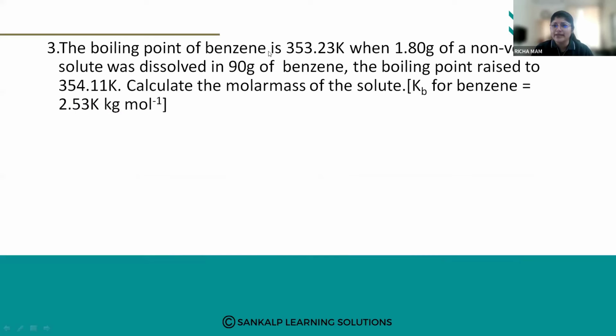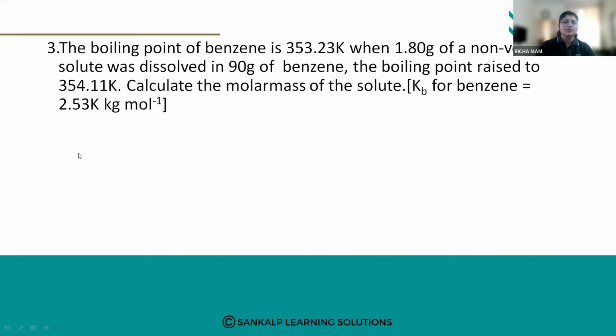The boiling point of benzene is 353.23 Kelvin. When 1.80 grams of a non-volatile solute was dissolved in 90 grams of benzene, the boiling point rose to 354.11 Kelvin. Calculate the molar mass of the solute. Kb for benzene is given as 2.53 Kelvin kg per mole.